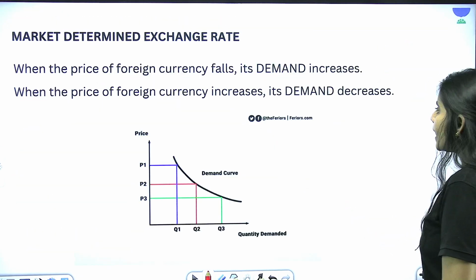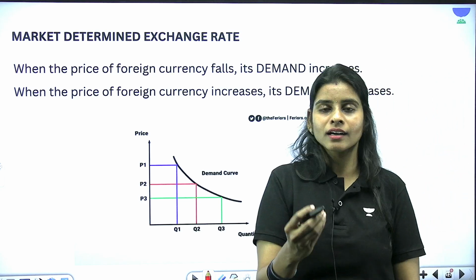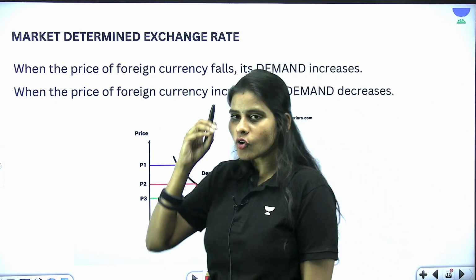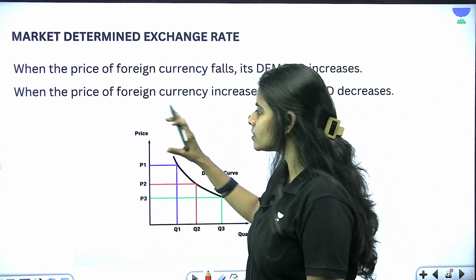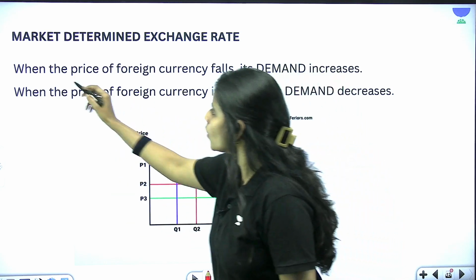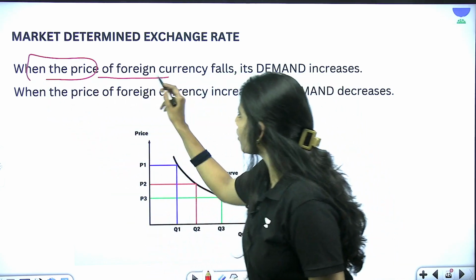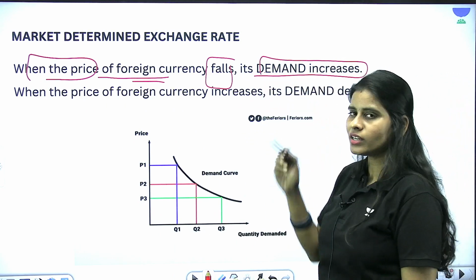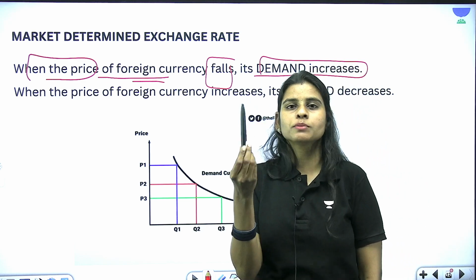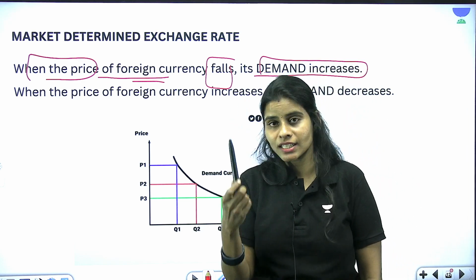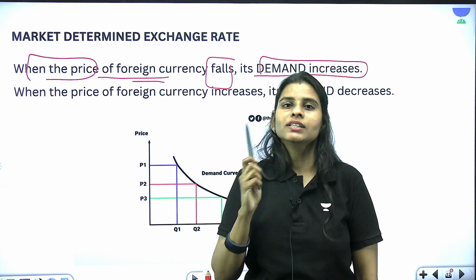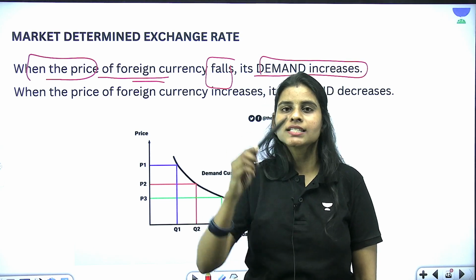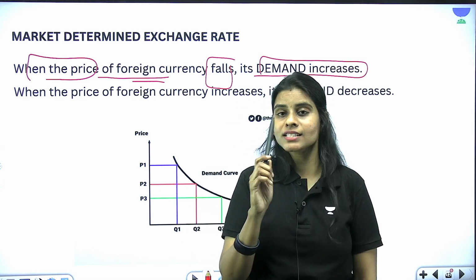Fine. But what happens to the demand when the price is getting altered? Just see here, according to the law of demand and supply, this is the law of demand. What is happening? Whenever the price of foreign currency falls, its demand is increasing. Okay, it is very simple. If the price of this particular pen is decreased, then many people will demand it, right? So that is as simple as that. Whenever the price is decreased, the demand is increased.